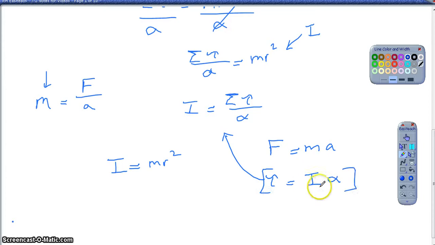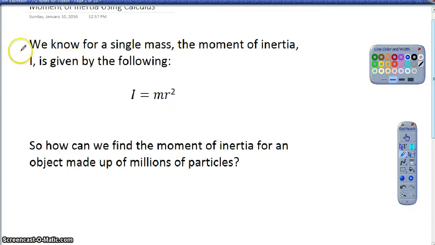But it is good to think of the moment of inertia as the angular equivalent of our mass. So for a specific mass, to find the moment of inertia, it's just that mass times the distance from the center of rotation, and then that distance squared. We'll look at what happens if it's not a single mass. So again, this slide here just re-summarizes what I just said.